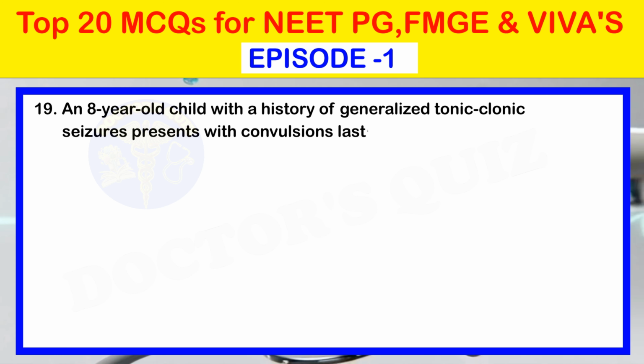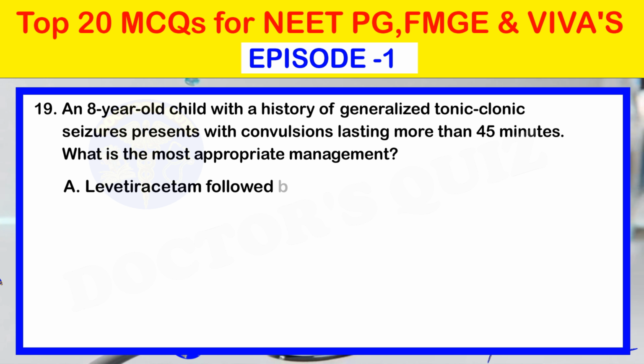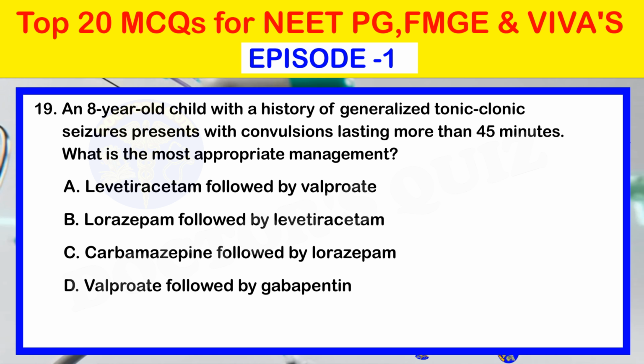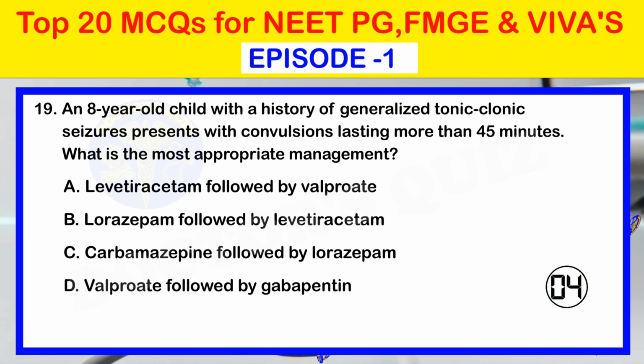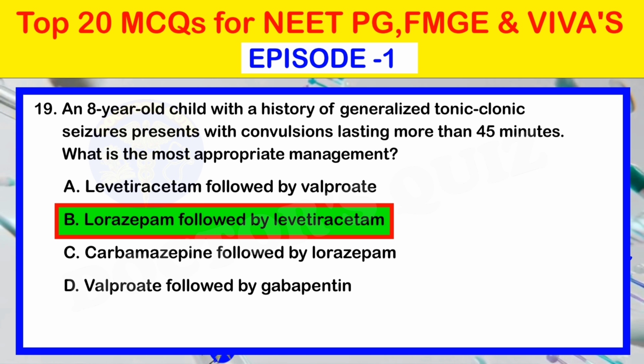An 8-year-old child with a history of generalized tonic-clonic seizures presents with convulsions lasting more than 45 minutes. What is the most appropriate management? Options are levetiracetam followed by valproate, lorazepam followed by levetiracetam, carbamazepine followed by lorazepam, or valproate followed by gabapentin. Answer is option B, lorazepam followed by levetiracetam.